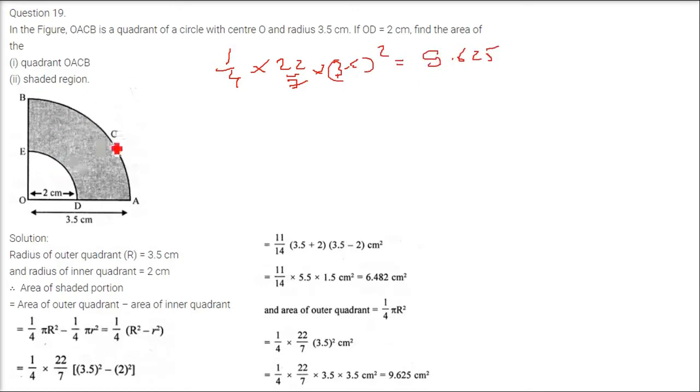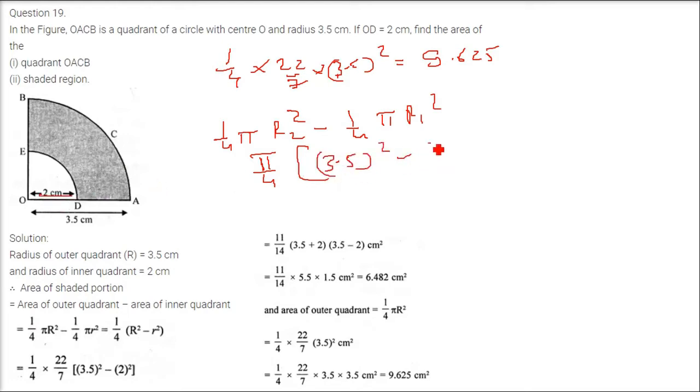So in order to find this internal region, what we have to do? First sector, that is 1 by 4 pi r2 square minus 1 by 4 pi r1 square. Pi by 4 I am taking out. R2 is what? This is 3.5 whole square. And what is inside? 2 square. When you compute it, it is going to come as 6.482 centimeters square.